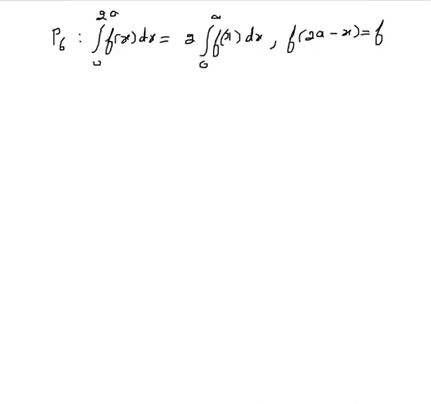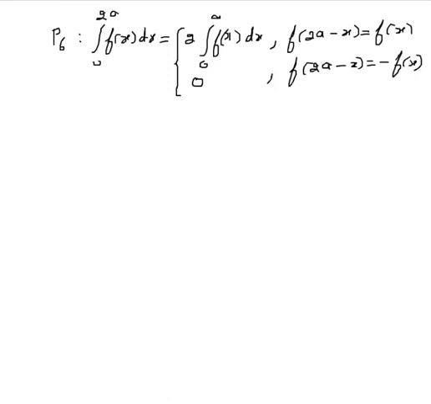Next property, P6, integral 0 to 2a f of x dx is 2 times integral 0 to a f of x dx if f of 2a minus x is equal to f of x, or it becomes 0 if f of 2a minus x is equal to minus f of x. Let us prove this property.